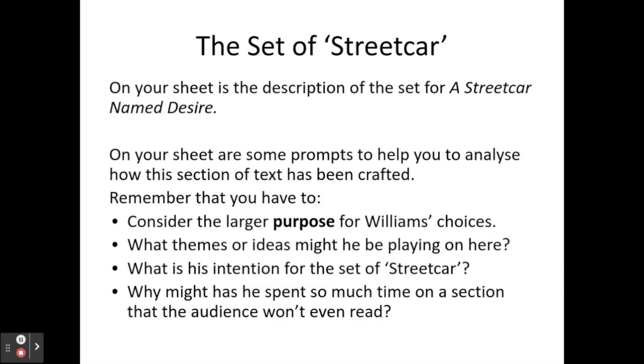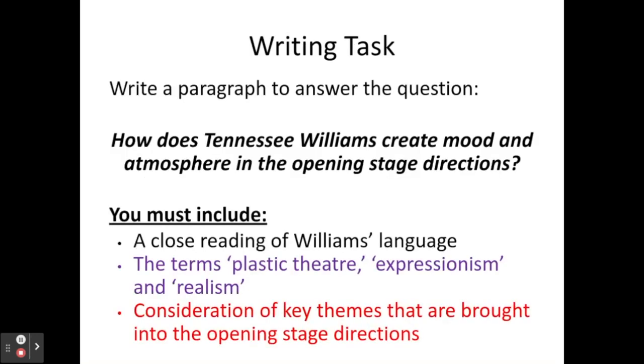Fantastic. Okay, so your writing task for this lesson. I'd like you to write a paragraph to answer this question. How does Tennessee Williams create mood and atmosphere in the opening stage directions? In order to be successful, you need to have a close reading of Williams's language, which means that you need to be looking at the devices, the crafting of the language, as that's really important for how Streetcar is going to be presented on stage.